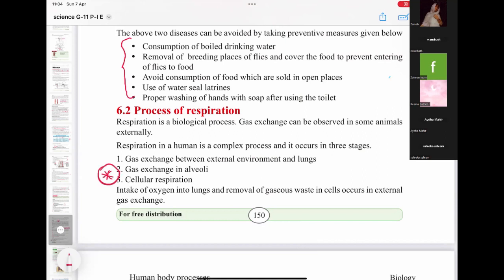So it's better to look at respiration very well. Gas exchange between the external environment and lungs, gas exchange in alveoli, and cellular respiration. These are the three stages in respiration. So we know we take oxygen into the lungs and we remove the carbon dioxide from the cells to the external environment.